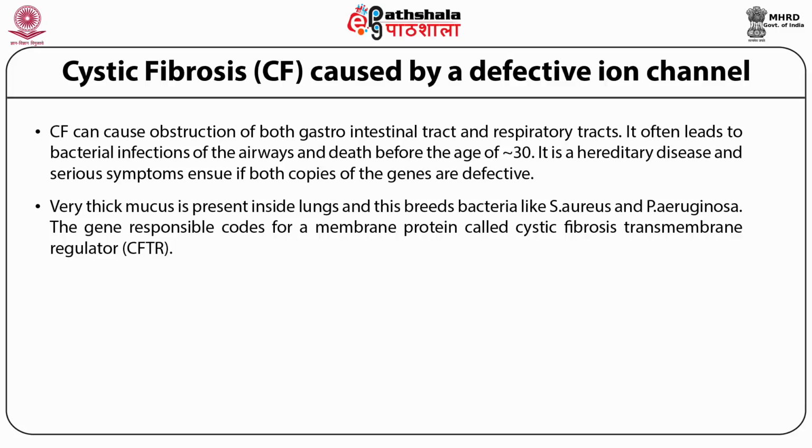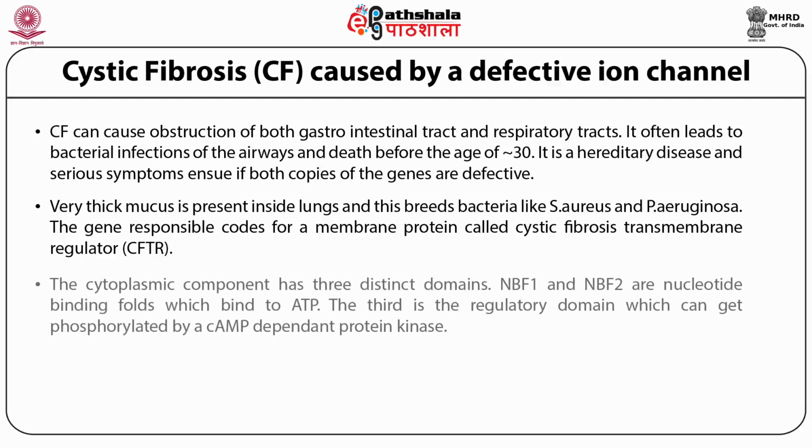The extracellular part is glycosylated with oligosaccharide chains. The cytoplasmic component has three distinct domains. NBF1 and NBF2 are nucleotide binding folds, which bind to ATP. The third is the regulatory domain, which can get phosphorylated by a cyclic AMP dependent protein kinase. The most common mutation which causes cystic fibrosis is the deletion of phenylalanine at position 508 in the NBF1.